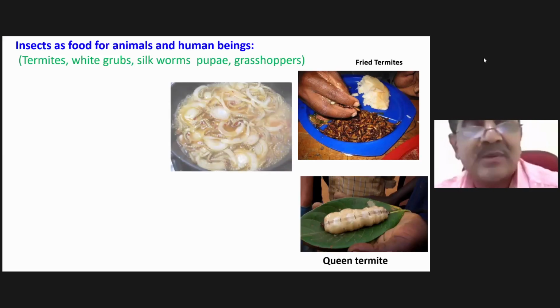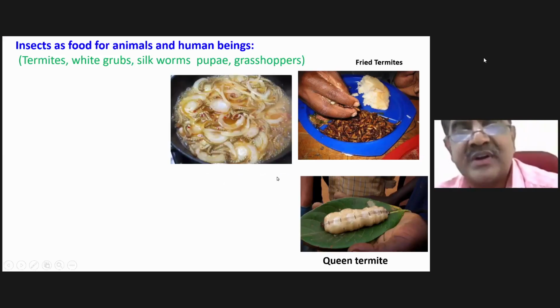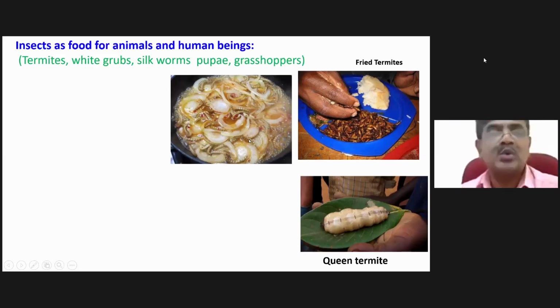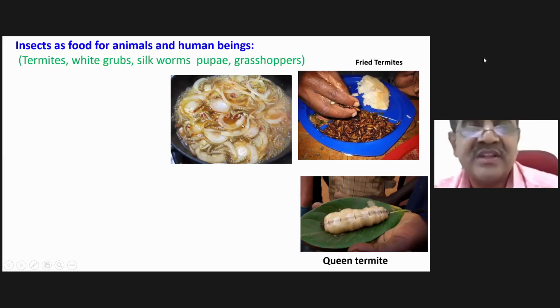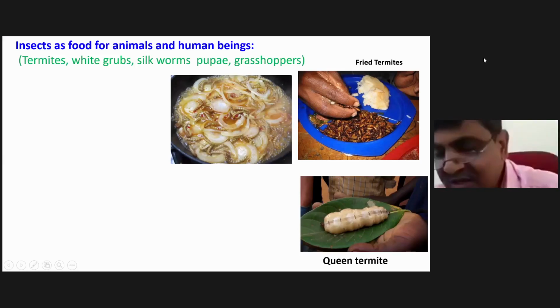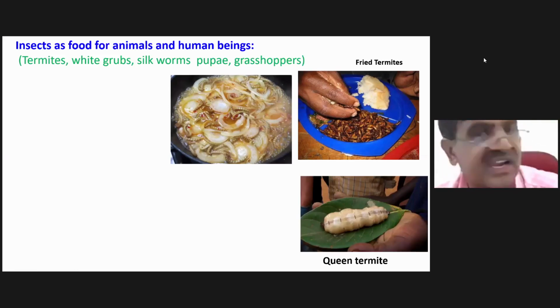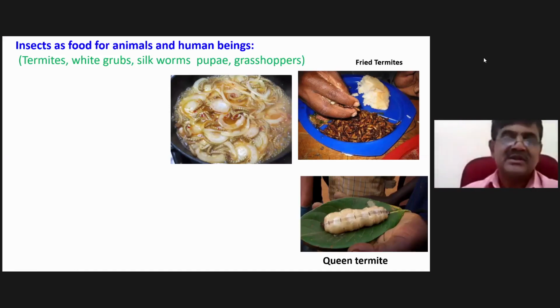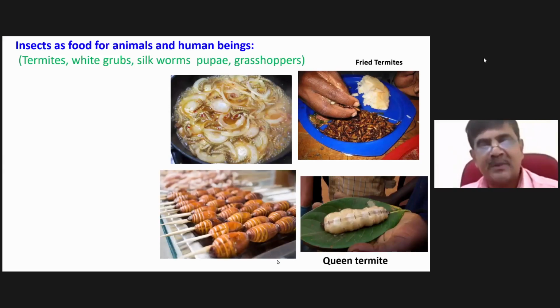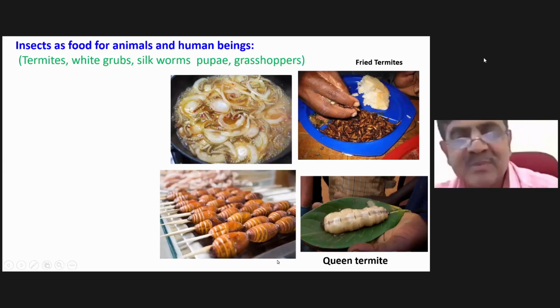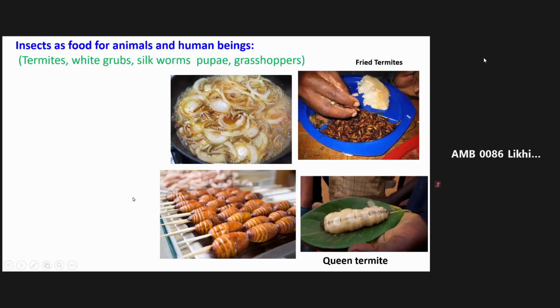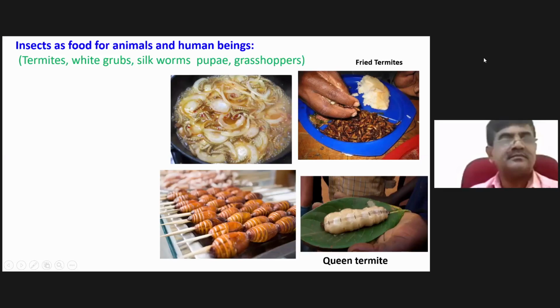And if you go to some of the restaurants in Thailand, Bangkok, or China, they serve soup with insects. As you see in the diagram, this is an insect soup which is served in some of the restaurants in Bangladesh, China, and Thailand. Just as we eat grilled chicken, in some restaurants you can find grilled pupa. This grilled pupa is served as food in restaurants.